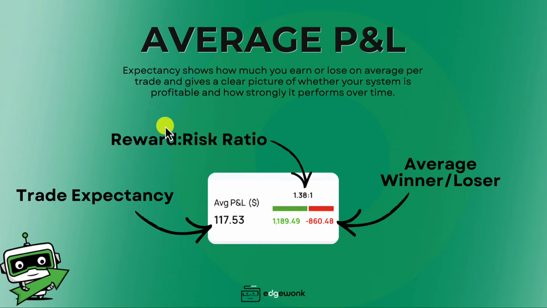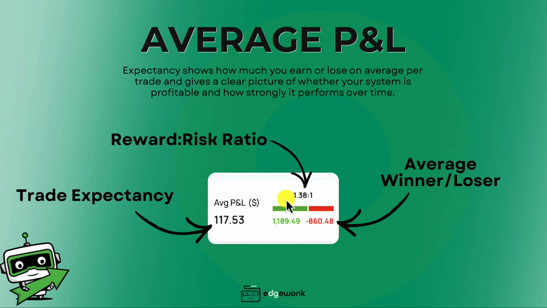You should also always check your average P&L, which is the expectancy of your trading system. So when you log in to Edgewonk, you will see this box right away at the top. And the average P&L is the trade expectancy. It means how much you're making per trade over your whole sample size. If this number is positive, it means you're profitable.